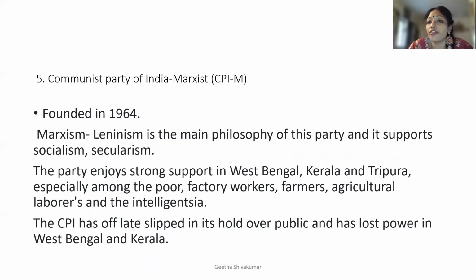Next one, Communist Party of India, Marxist. It was formed in the year 1964. They followed the theory of Marxism-Leninism as the main philosophy of the party, and it supports socialism and secularism. The party enjoys strong support in West Bengal, Kerala, and Tripura, especially among the poor, factory workers, farmers, agriculture. The CPI has of late split and its hold on power in public has weakened, and it has lost power in West Bengal and Kerala.